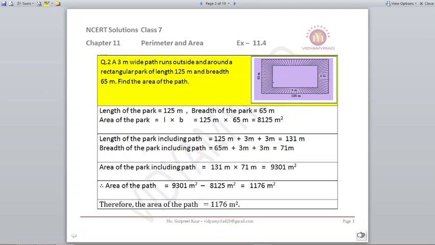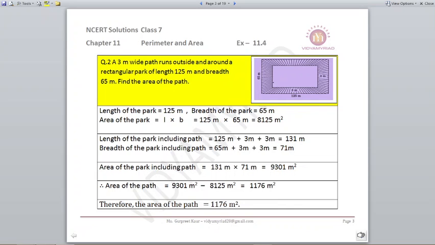Question number 2. A 3-meter wide path runs outside and around a rectangular park of length 125 meters and breadth 65 meters. Find the area of the park. Now the length is given to us as 125, the breadth is given to us as 65. So the area is in rectangular shape, length into breadth, which is 125 into 65, which comes out to be 8125 meters square.